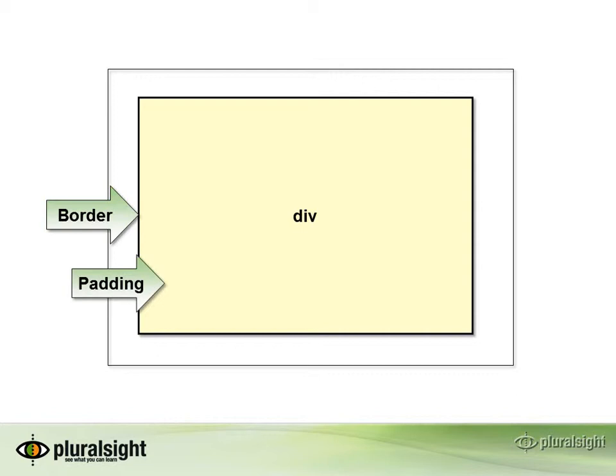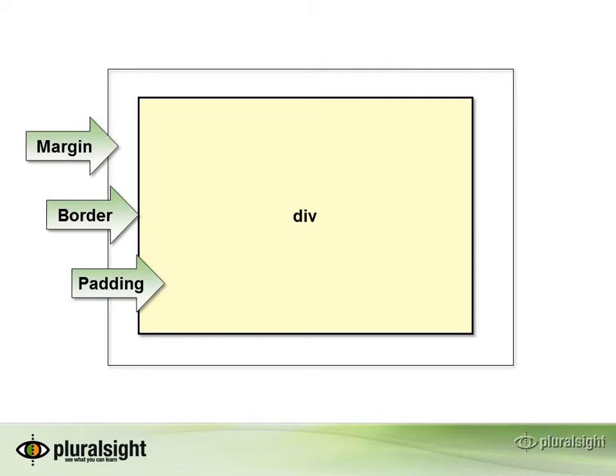In this case, the content is the word div, and we have quite a bit of padding that is pushing the content inwards away from the border. Lastly, there is margin. Margins are the space between a box and any adjacent elements. While padding pushes content inward, margins push boxes away from other boxes.